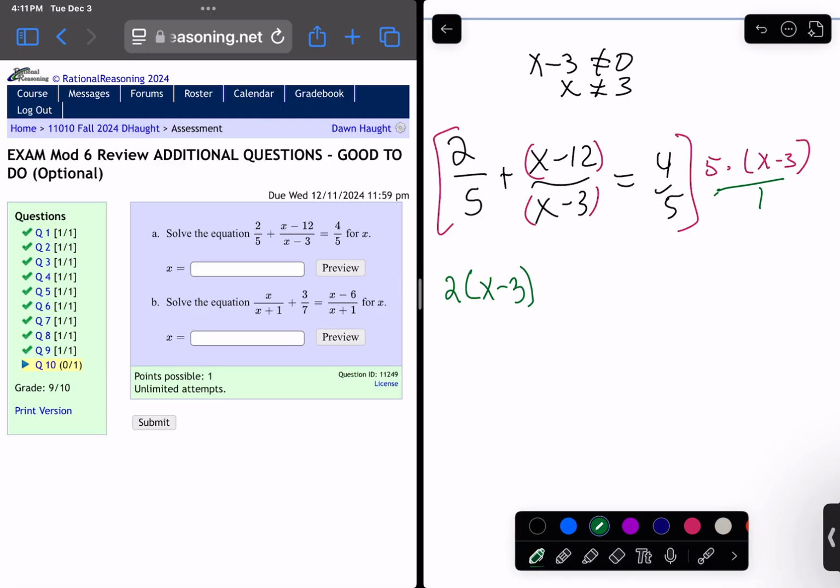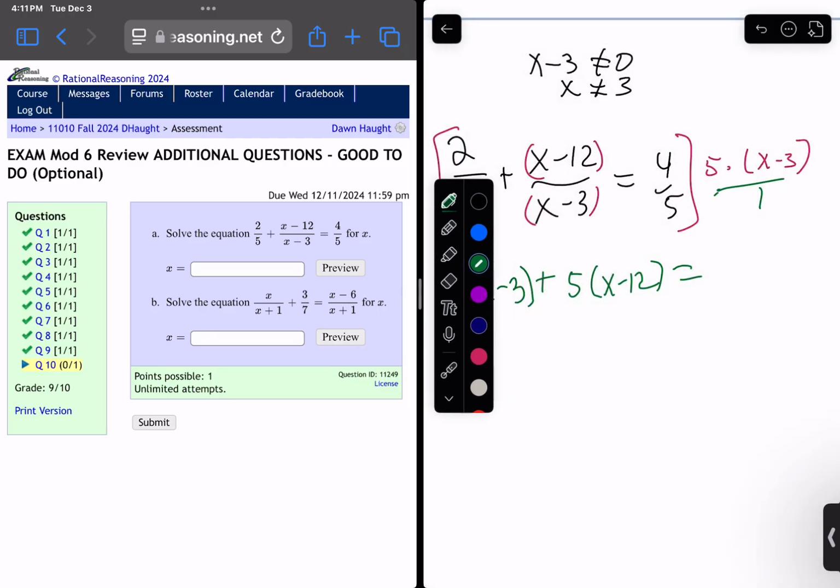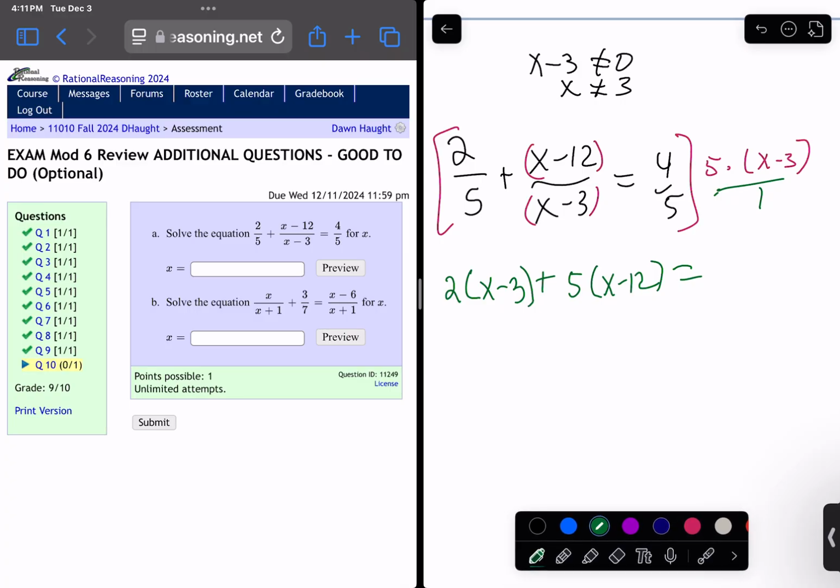Now, let's do it again for each piece. In this piece, the x minus 3's cancel out. We are left with a 5 and an x minus 12. In this last piece here, if we multiply through here, the 5's cancel out. We are left with a 4 and an x minus 3. Okay, so now it's just an algebraic equation to solve. Just make sure we can't get a value of 3.